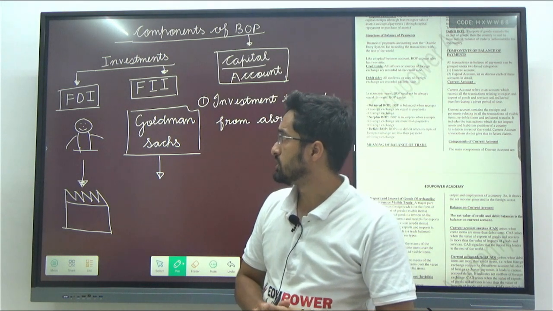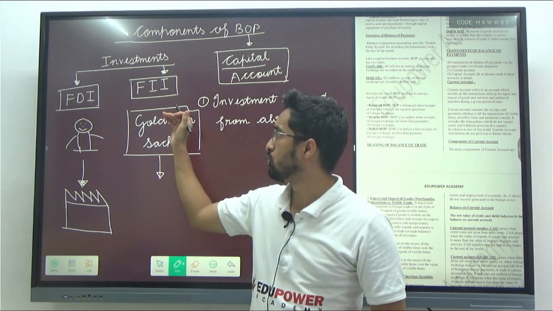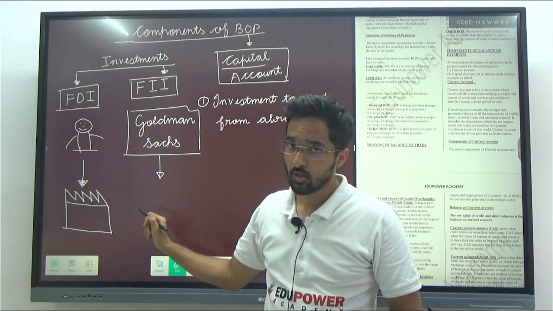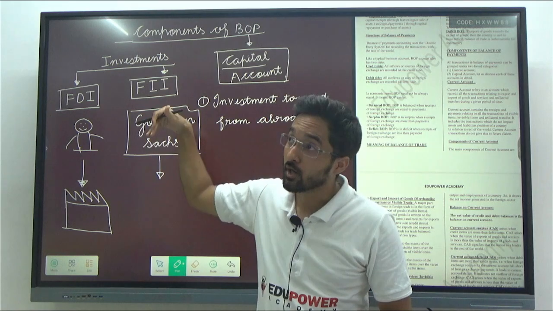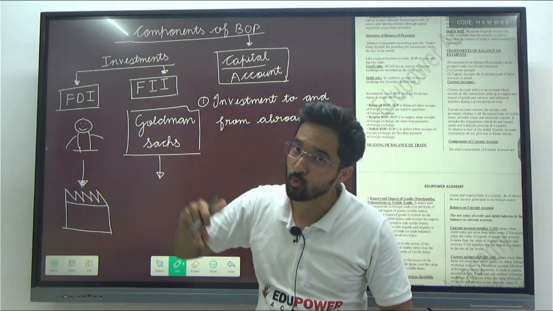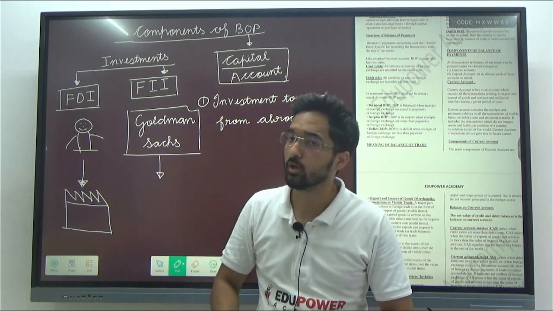Okay. So, these are the two kinds of investment. So, suppose Goldman Sachs invests in India. So, it will be recorded on which side, credit side or debit side? It will be recorded on the credit side, because money has come to India.